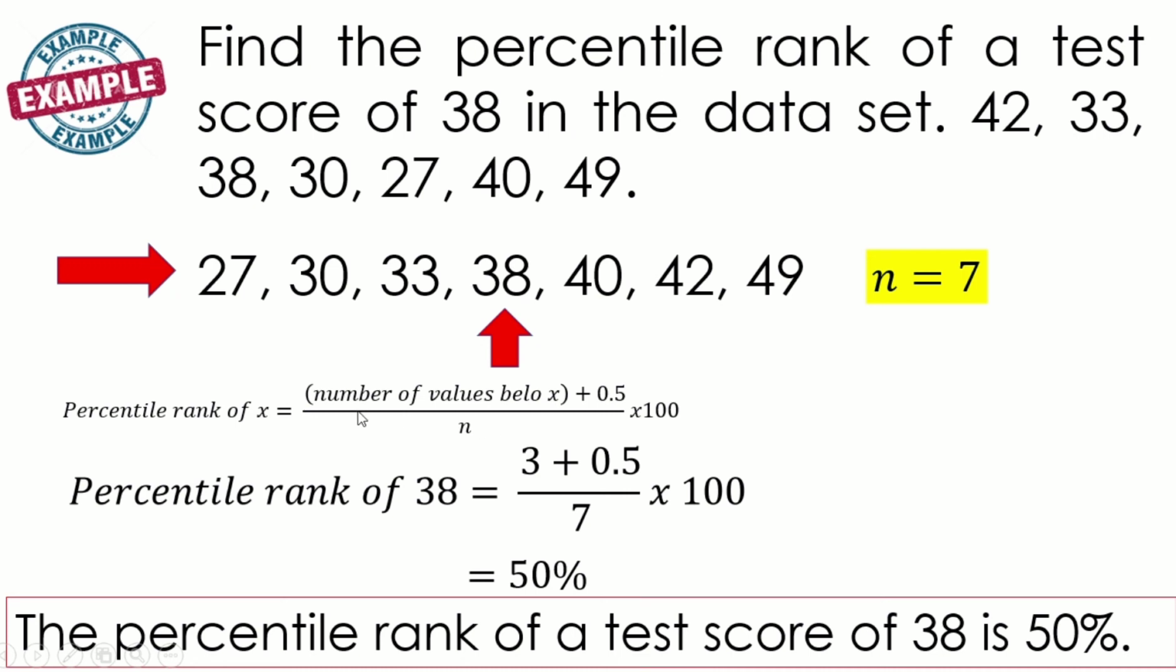Ulitin ko lang, baka malito kayo dito sa number of values below x. Kung ano yung tinatanong, kagaya sa example na to, 38, para makuha nyo to, bibilangin nyo lang yung values na less than sa kanya, kung ilan. Sa example na to, meron tatlo, kaya 3. Then, add nyo lang yung 0.5 since constant naman yon. Tapos, substitute nyo yung 7 sa n. Use your calculator, the answer will be 50%.